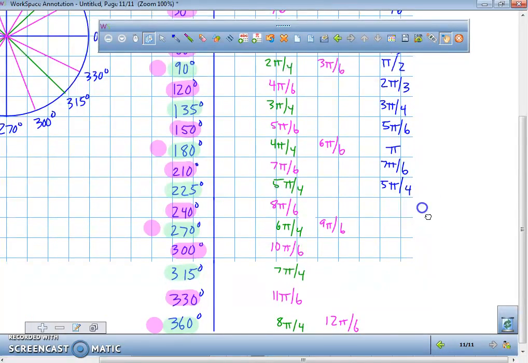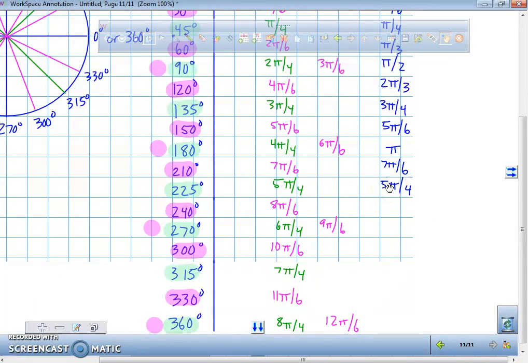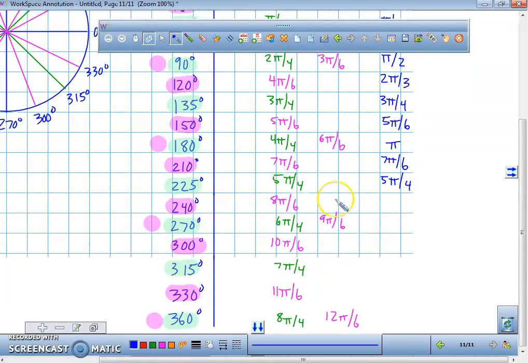We're trying to make this nice and neat. So that I'm like, hey, we're at 225 degrees. What does that quickly convert to? 225 goes to 5 pi over 4. That's why we're making this nice and neat.